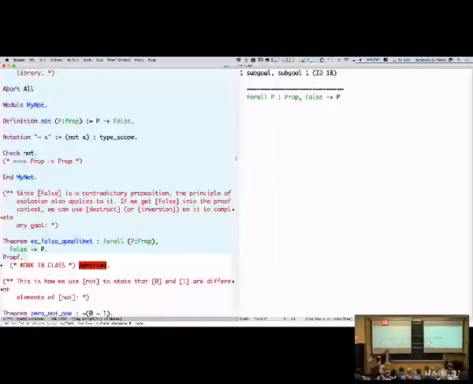Okay, so suppose we want to show that for any P, false implies P. This is a very familiar and long discussed reasoning principle. In fact, it's so familiar and long discussed that its name is Latin. Ex falso quodlibet means from false follows anything you want. So let's prove it.